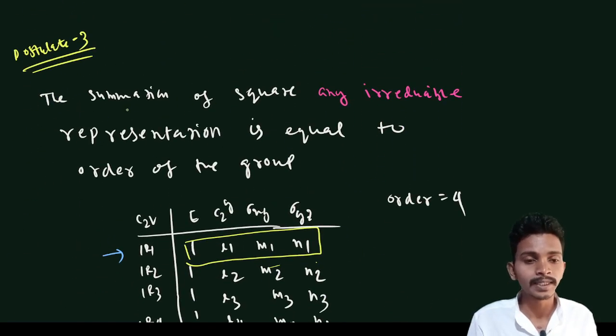And postulate 3 says that the summation of the square of an irreducible representation is equal to the order of the group.